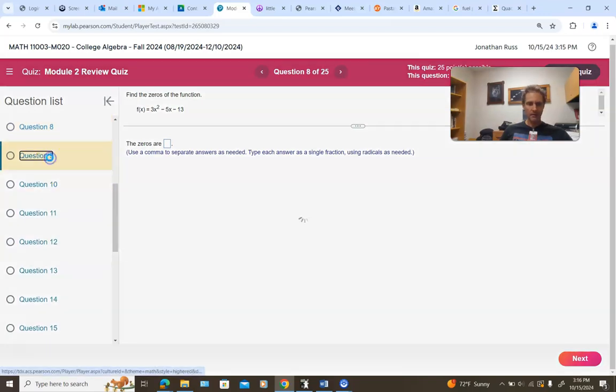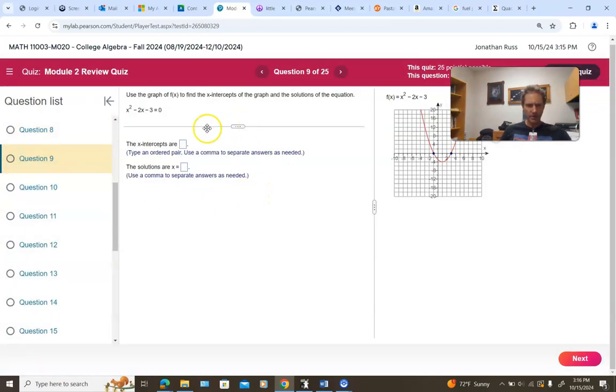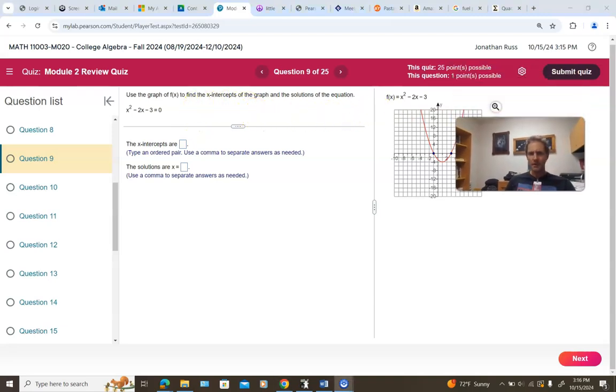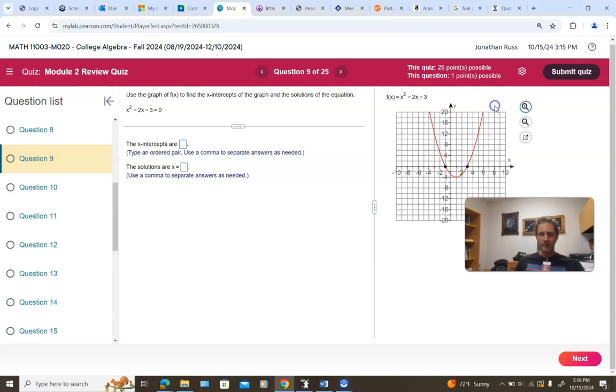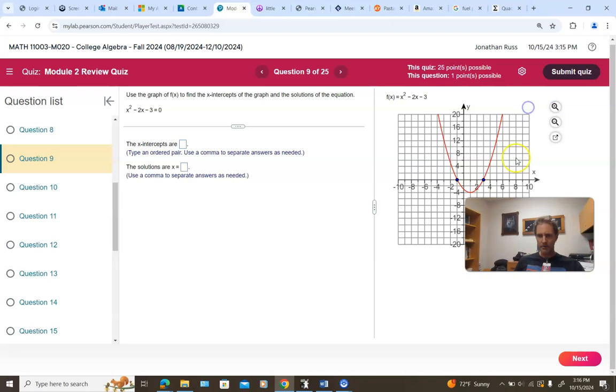All right, number 9. So, it says use the graph of this function to find the x-intercepts and the solutions of the equation. Okay, so what we have here is this quadratic function. This is its graph. We know that the x-intercepts correspond to the zeros of the equation. So if we were to take it and set it equal to 0 and solve for x, we'll get the x-coordinates of these x-intercepts.